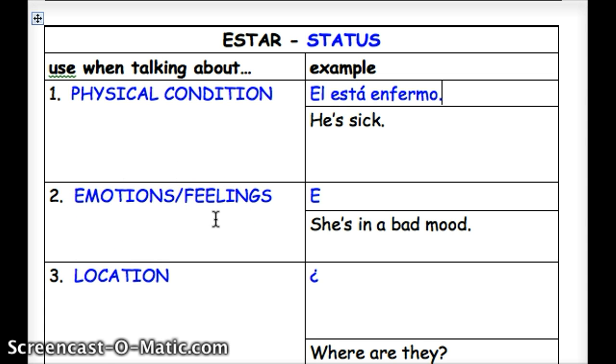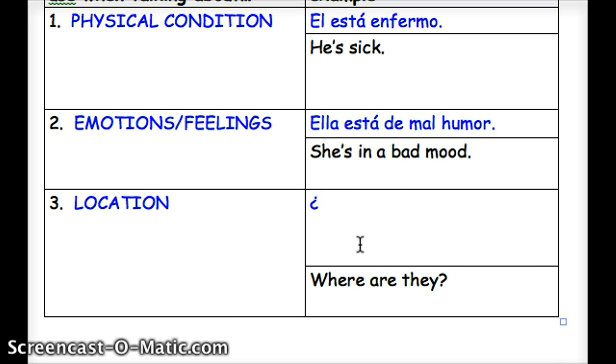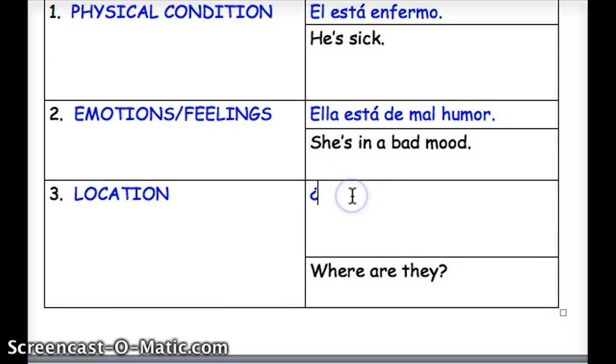Emotions, feelings would also be described using a form of estar. Because once again, it's your status. Ella está de mal humor. And also location. Where are they? ¿Dónde están ellos?